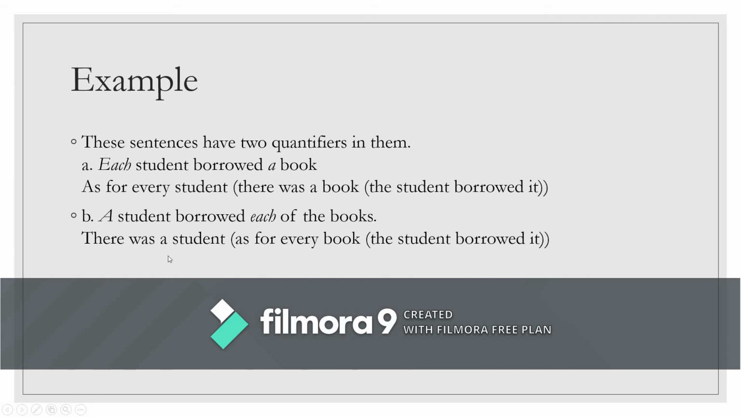There was a student, for example, Gigi. Gigi borrowed every book available. The student borrowed it. This means that the student, Gigi, borrowed every book that is available. For example, there are 10 novels, and Gigi will borrow each one of them. While this one, the student, every student borrows one book.